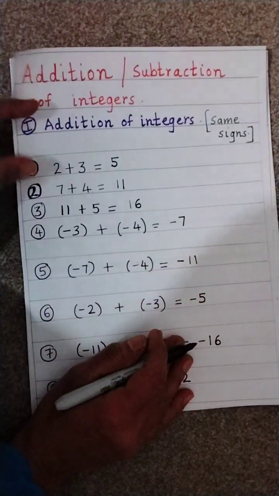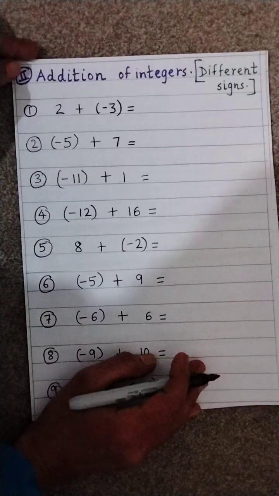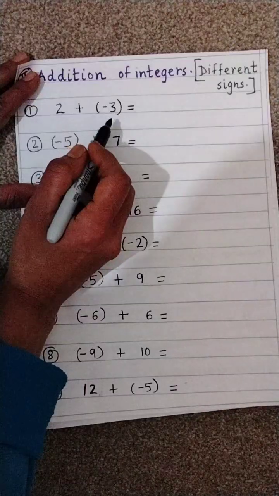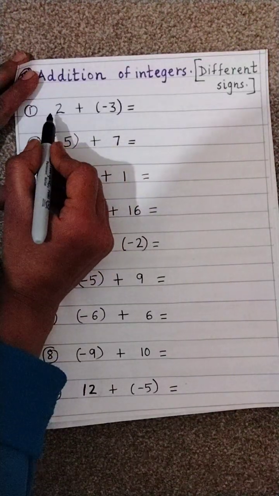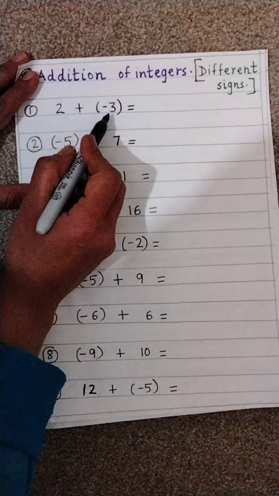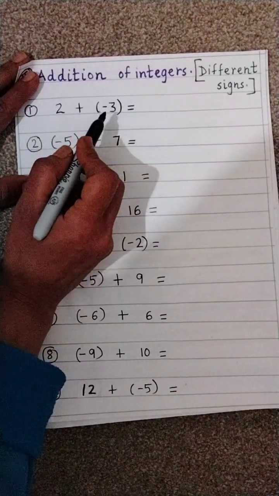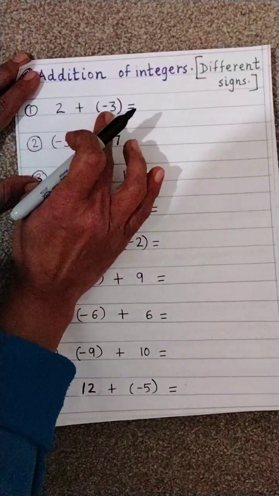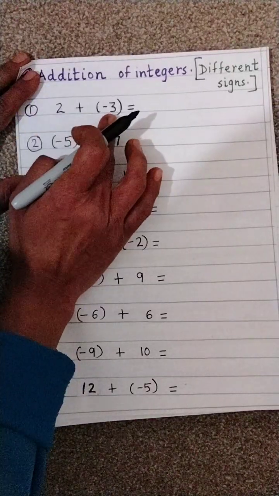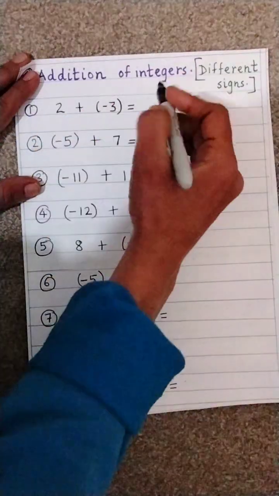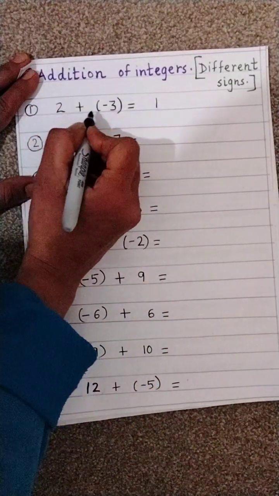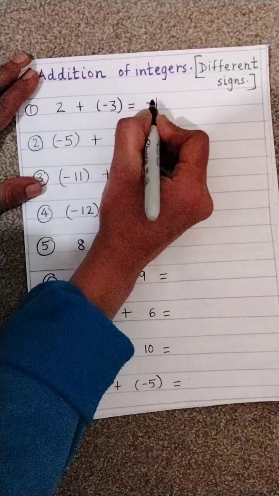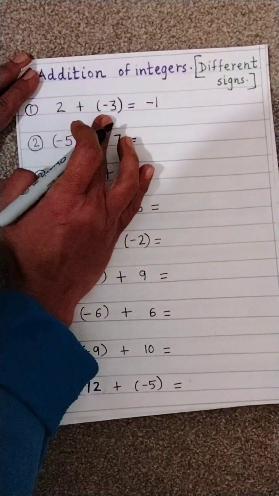Now let us see another type of addition of integers. 2 plus minus 3, we are adding. But one has positive sign and other number has negative sign. So in this case what we do is that we just ignore this negative sign and we subtract. So 3 minus 2 is 1, and what we do is put the sign of the bigger number. So it is minus 1. So 2 plus minus 3 is minus 1.